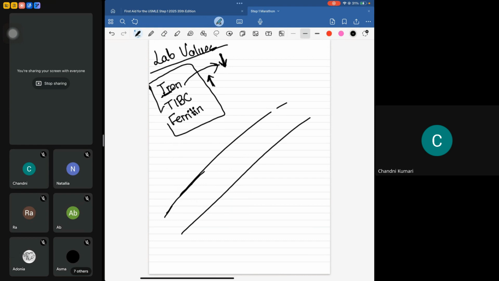Okay. Now, serum ferritin. Ferritin is a stored form of iron. What do you think is going to happen to the stored form of iron? Will it increase or decrease when a patient has iron deficiency anemia? Decrease. Reduce. Yes. So these are the lab values that are most important.